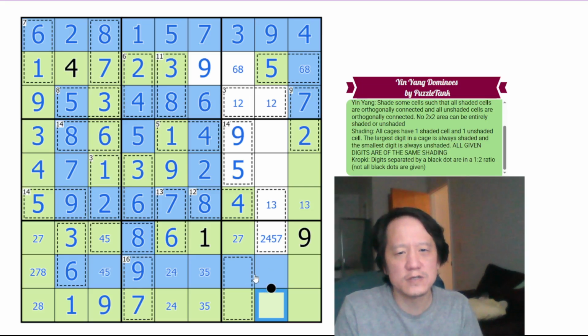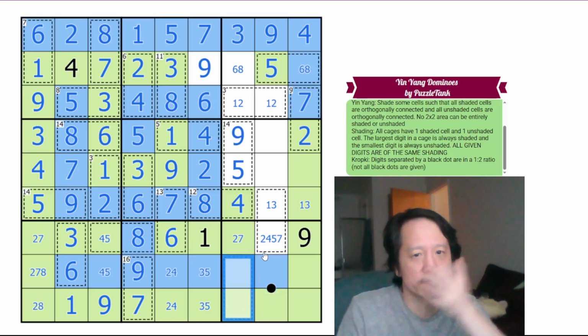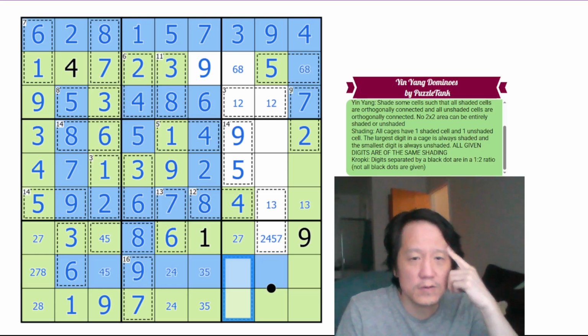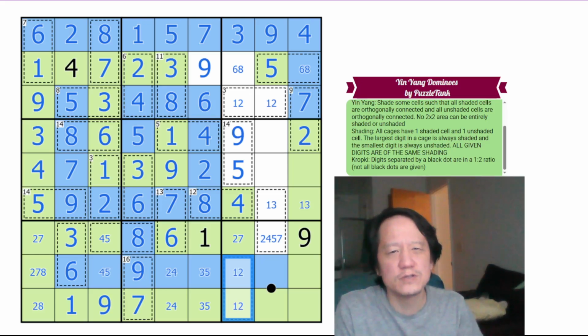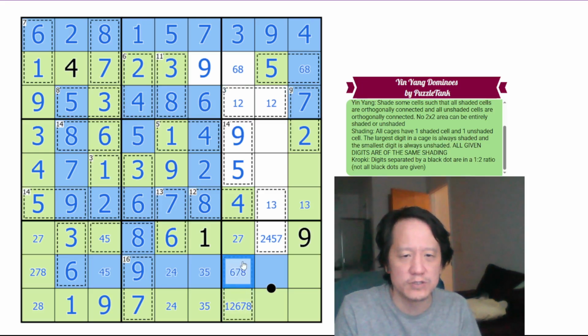The rest of the digits in column 7 are 1, 2, 6, 7, 8. And this has to be the larger one. If this were 1, obviously it would not be the larger one. If this were 2, this would be 1, so this would have to be 6, 7, or 8, and it would not be the larger one. So this is 6, 7, or 8.